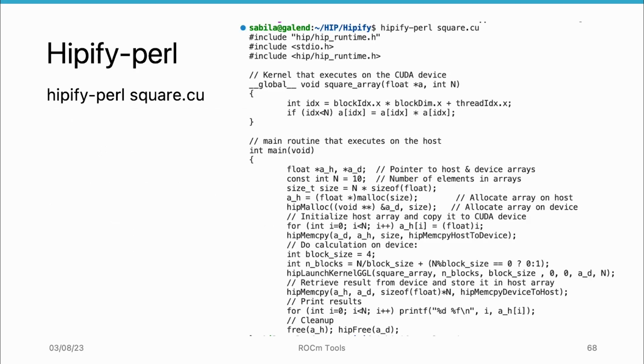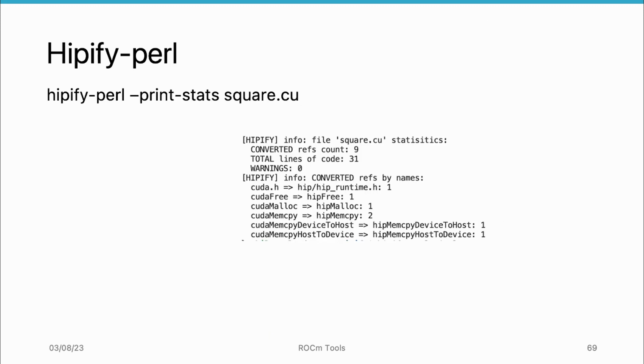When working with CUDA code, we can use the hipify-perl command in the terminal to run converted code. The command converts CUDA code to HIP code and displays it directly in the terminal. The command hipify-perl -print-stats square.cu is used to convert a CUDA source code file to HIP format using the hipify-perl tool and displays statistics about the conversion process.